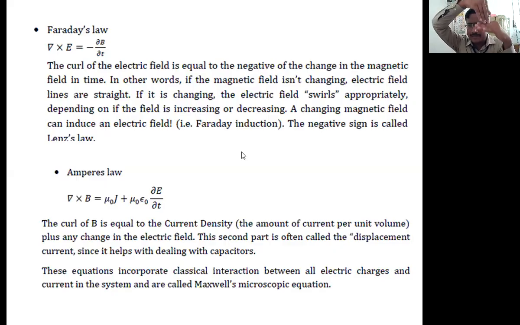When water falls on the turbine, the turbine rotates. When the turbine rotates, the turbine is in the magnetic field. When the turbine rotates, the magnetic lines of force are cut.